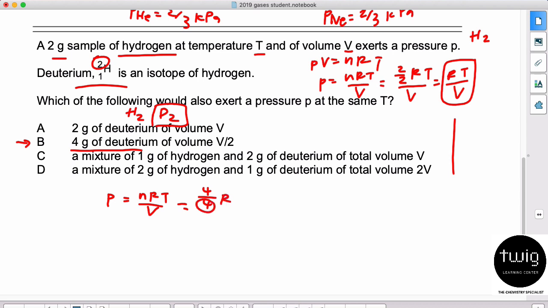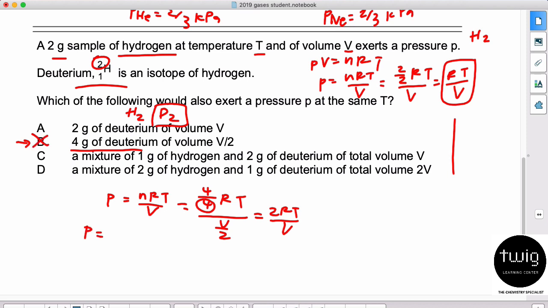So R times T. T is the same temperature, right? But the volume is V over 2. So this one ends up being 2RT over V, which is not the same as RT over V. Cross it out. We'll do the next one.